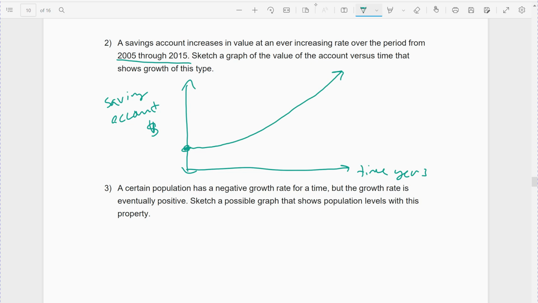If it was increasing at a steady rate, it would be a line. But this one's increasing at an increasing rate, and so it should have a slight curve to it. All right, so we should be curving up. I did just a slight curve because things don't tend to change that fast. But that's how it would look from 2005 to 2015. So by a simple graph, we just mean it's increasing at increasing rates.